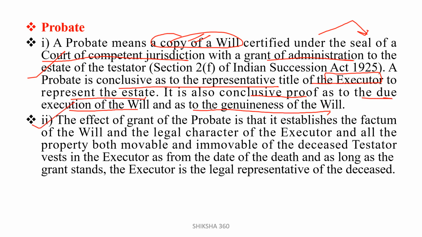The effect of grant of the probate is that it establishes the factum of the will and the legal character of the executor, and all the property, both movable and immovable, of the deceased testator vests in the executor. Basically, it vests in the executor from the date of the death of the testator, and as long as the grant stands, the executor is the legal representative of the deceased. So who is the legal representative of the deceased? That is the executor. Basically, he is the holder of all the property of that deceased.